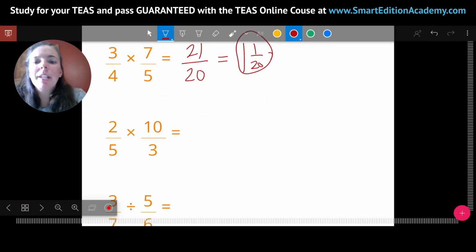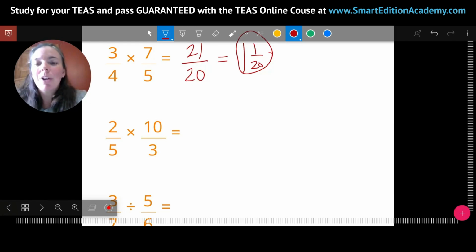Okay, 2/5 times 10/3. Something I do want to show you, though, that can be a little trick and can help when you are trying to solve questions like this. You could totally multiply across the top and the bottom the same way. 2 times 10 is 20. 5 times 3 is 15, and then simplify from there.